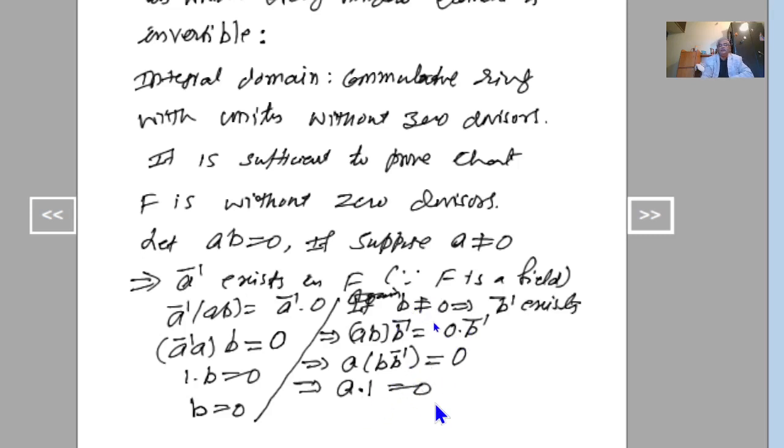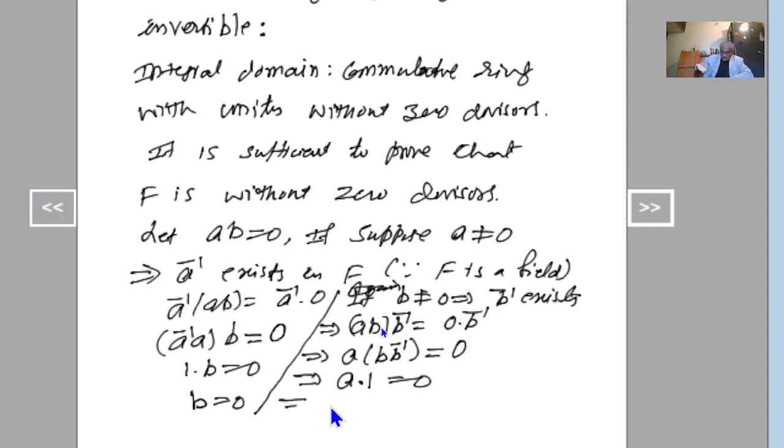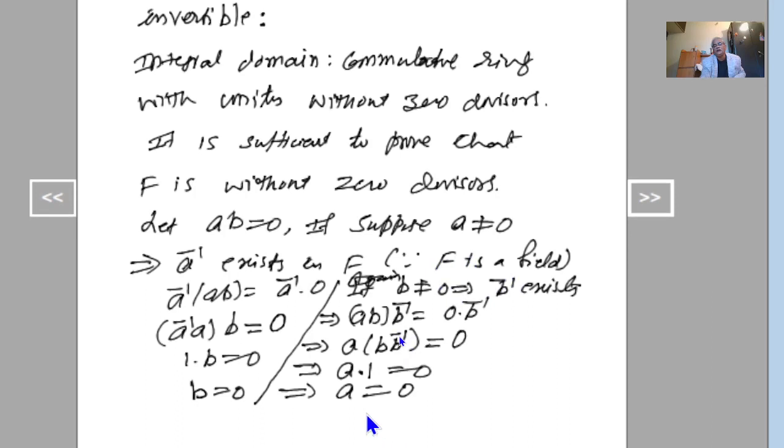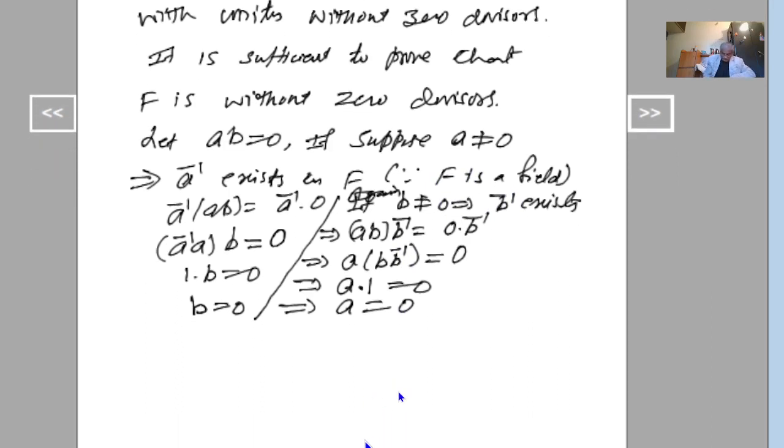And we know that A into 1 equal to A itself. That is, this implies A is equal to 0. See here, if A not equal to 0, we are able to prove that B equal to 0. And again, if B not equal to 0, we are able to prove that A equal to 0. So that is finally what we proved. This implies AB equal to 0 implies that A equal to 0 or B equal to 0. This shows that F is without 0 divisors.